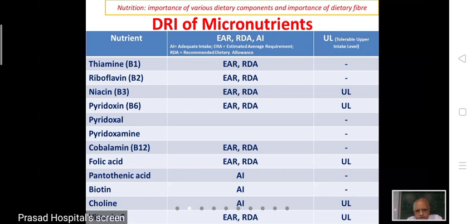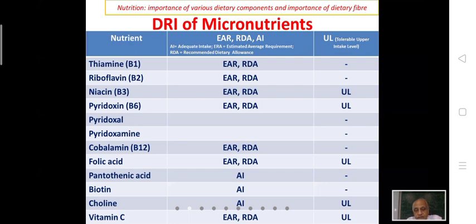Pyridoxals are not listed. Pyridoxamine similarly not listed, but they are needed by the body, but you cannot take it exogenously or in the diet. Vitamin B12, again, it is very essential and it is recommended as per EAR value or RDA value. Folic acid is needed for the tetrahydrofolate reductase function. And pantothenic acid is needed.